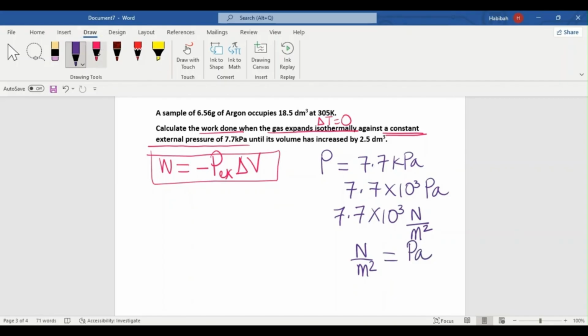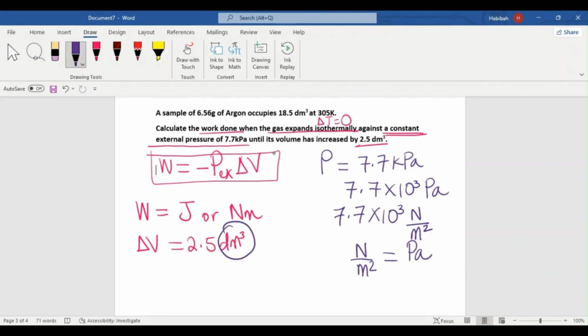Now, looking at this question here, we see that work done has its units in joules or Newton meter. So what I'm trying to explain to you here is that when you're given a question, before you can input the pressure or the change in volume, which is 2.5 dm cubed, you have to make sure that you have the units in the right form. You can see now we have the unit for pressure to be Newton per meter squared. But then we have the unit for change in volume. We have 2.5 dm cubed, by the way. We have the unit for volume to be in dm cubed, decimeter cubed.